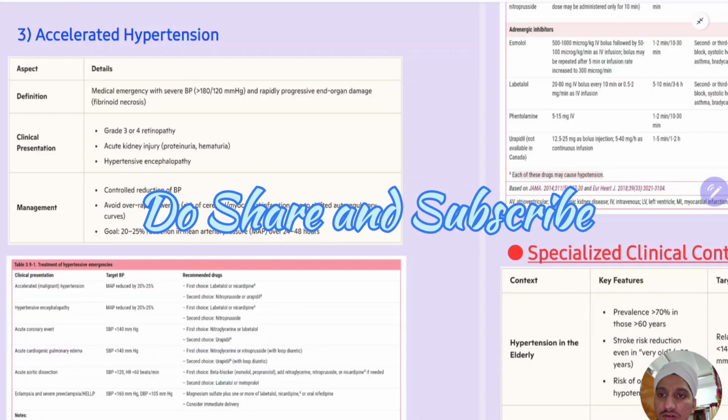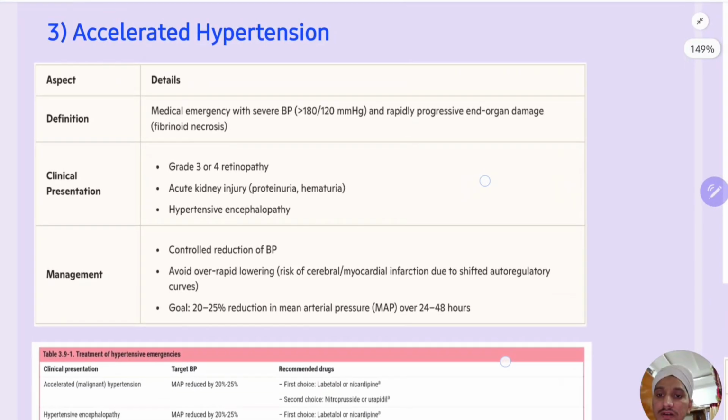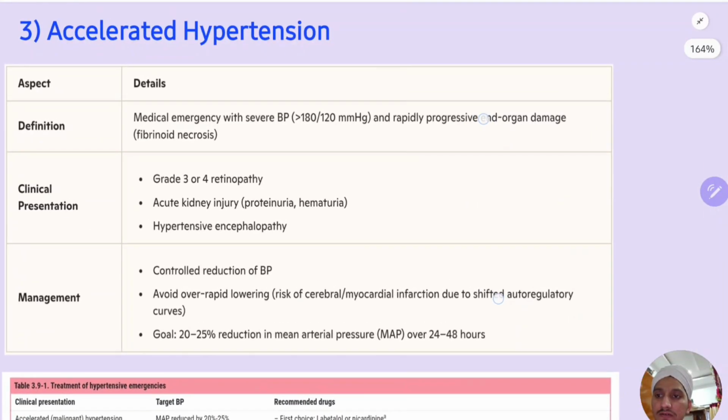So yesterday we discussed resistant hypertension and hypertensive crisis, which includes urgency and emergency, in detail. We'll continue with the next topic which we have not discussed yet, that is accelerated hypertension. Let's begin in the name of Almighty.